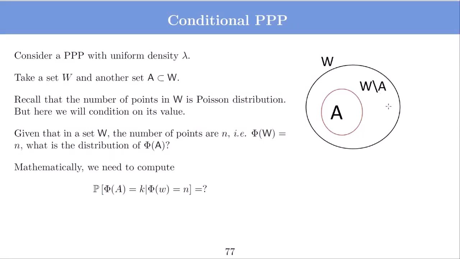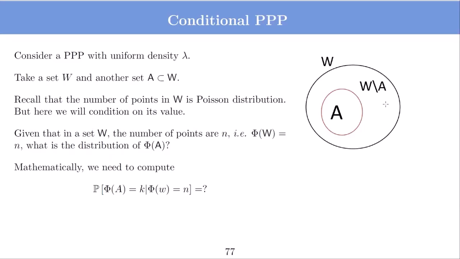So the number of points in set W is Poisson, the number of points in set A is Poisson, and the number of points in W minus A is also Poisson. And I also know that since A and W minus A are disjoint, the numbers of points in these sets are independent. So given that in a set W, the number of points is n, right? Normally it is a Poisson distribution, but I would like to calculate, if I condition on the total number of points falling in W, what will be the distribution of A and W minus A? Just to repeat, the number of points in W is Poisson distributed, but here I am conditioning on it. I am conditioning that the total number of points in W is a fixed n. Then what is the distribution of A and W minus A?